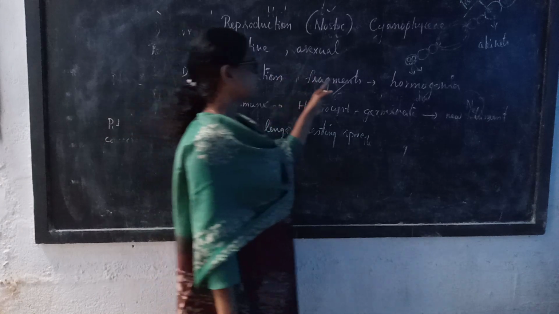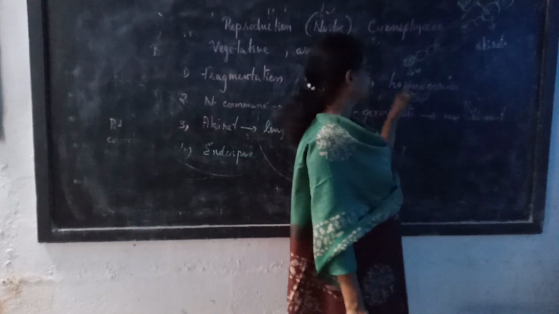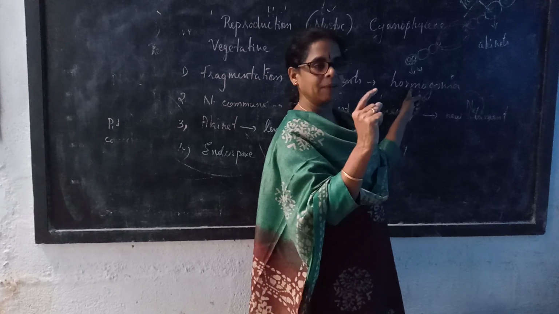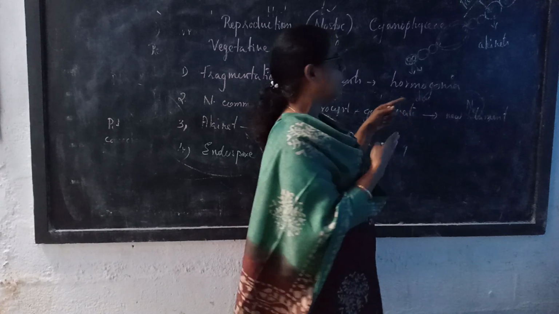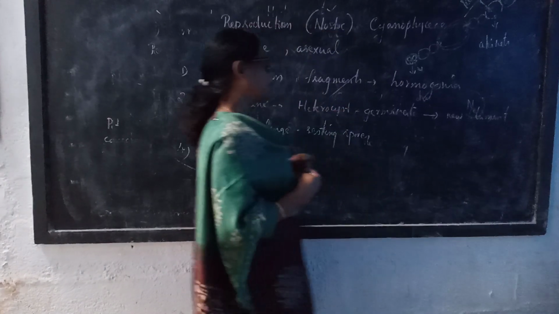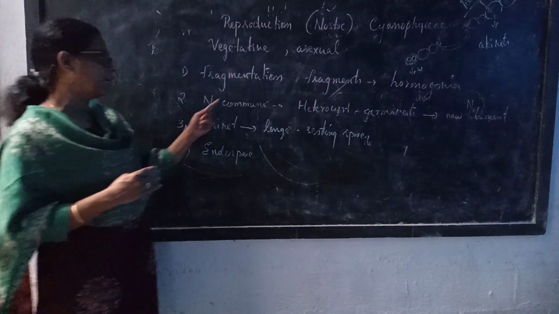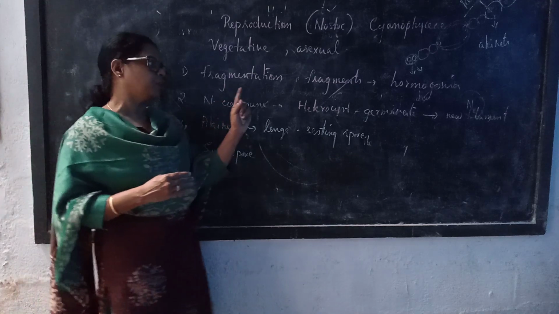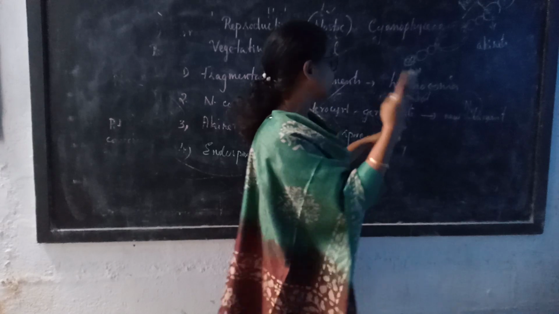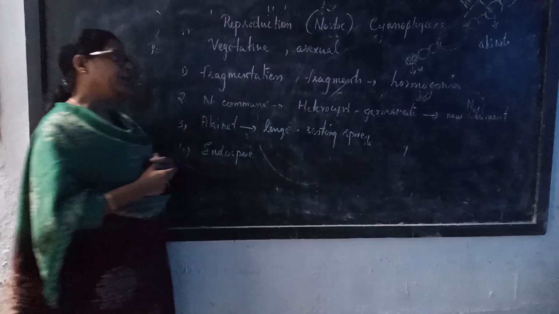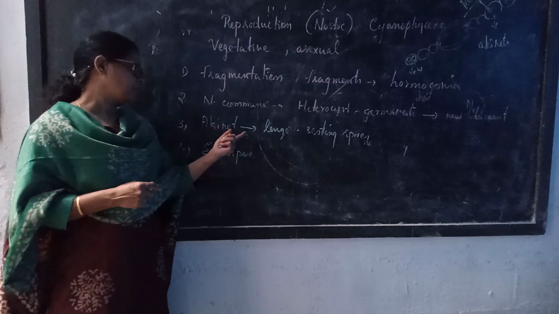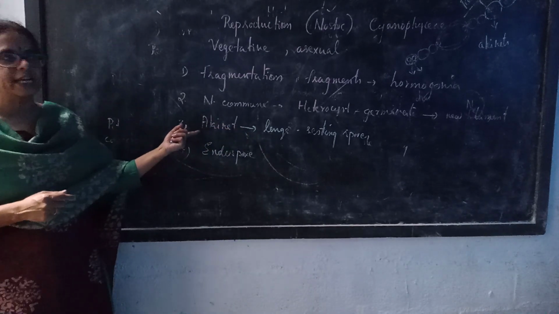And fragmentation results in fragments of filament called hormogonia. This trichome, we call the filament a trichome, and when it undergoes breakage, the fragments formed are called hormogonia, which can develop into a new filament and new colony. Then in Nostoc commune, there are reports that the heterocyst sometimes germinates and gives rise to a new Nostoc filament. And there are reports of formation of resting spores called akinetes.